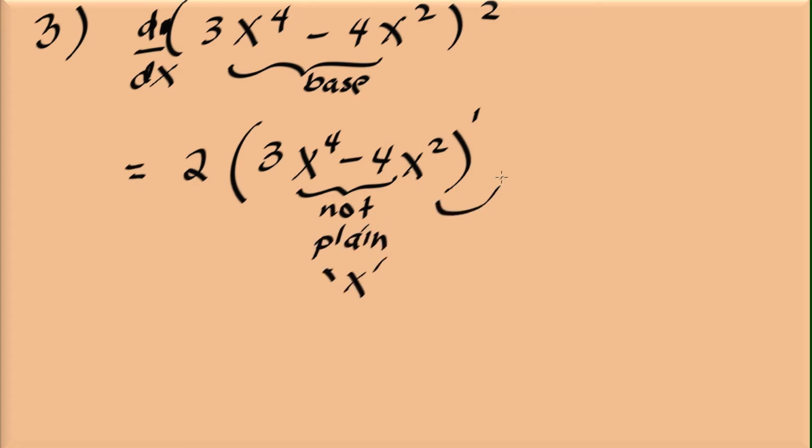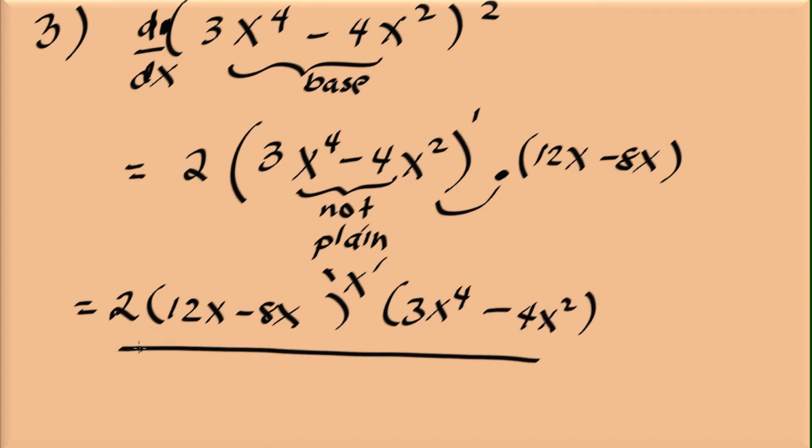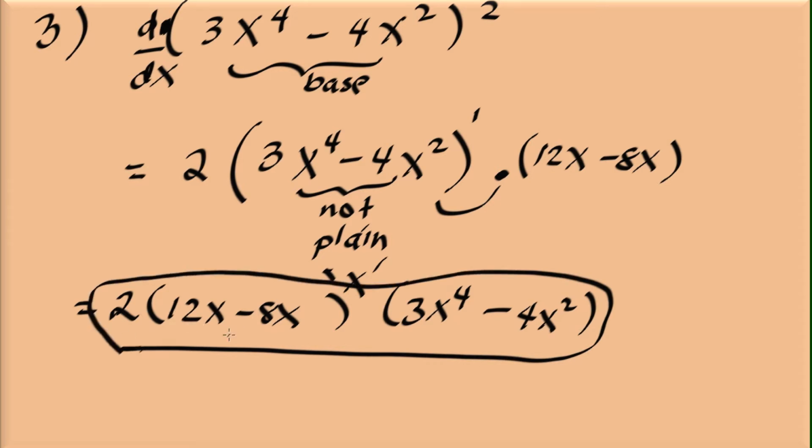That's why we have to use the chain rule, okay? So multiply this by what? By the derivative of this thing here, which is what? 12x minus 8x, okay? And you can just rearrange it, 12x minus 8x times 3x to the fourth minus 4x squared, or you can go ahead and expand it, FOIL it out, okay, but this will be good.